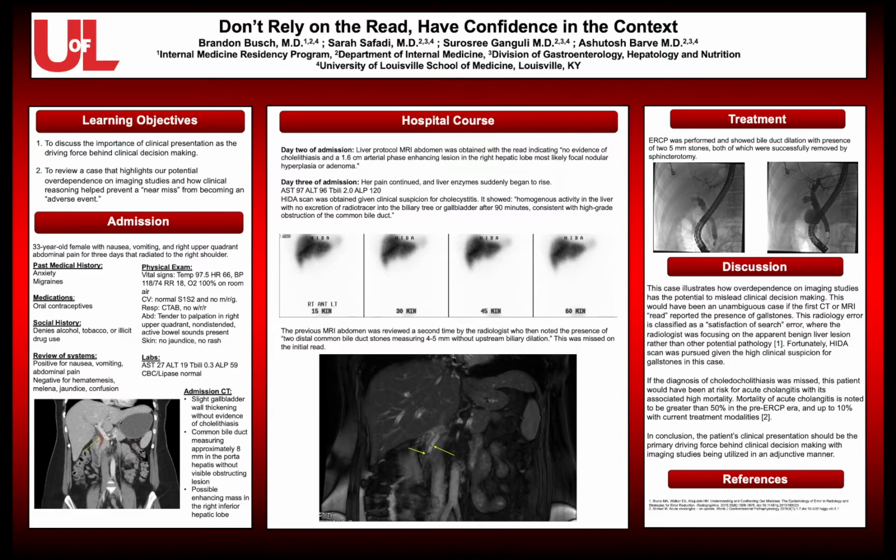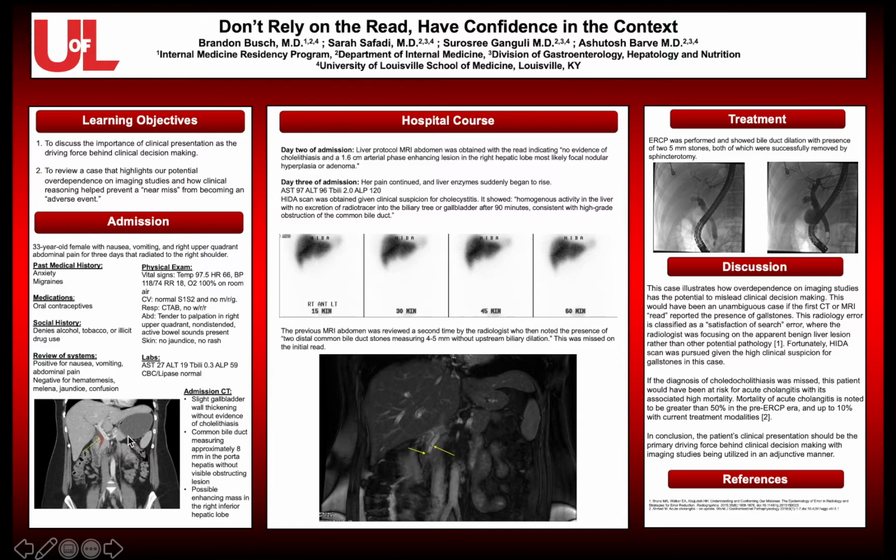A CT abdomen was obtained in the ED, which showed slight gallbladder wall thickening without evidence of cholelithiasis, common bile duct measuring approximately 8 millimeters in the porta hepatis without visible obstructing lesion, as well as a possible enhancing mass in the right inferior hepatic lobe. You can see in the CT here with the bile duct outlined in red.